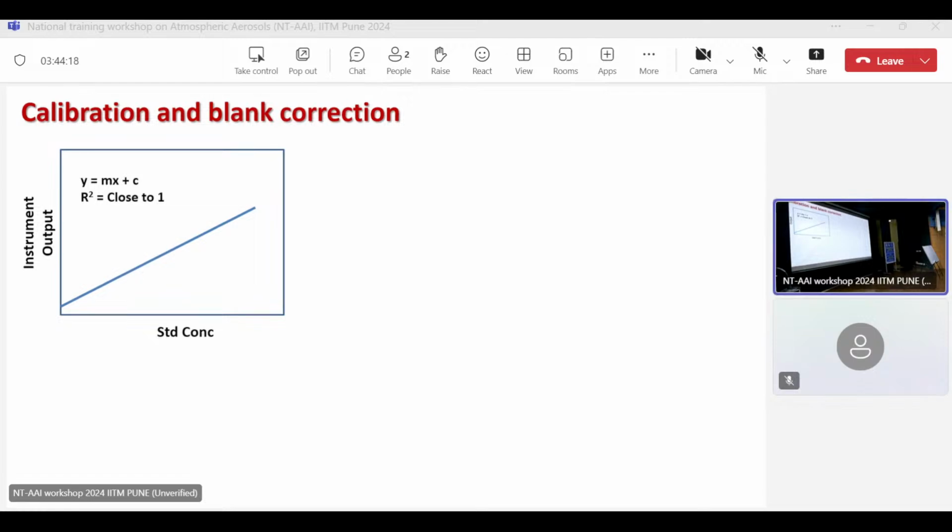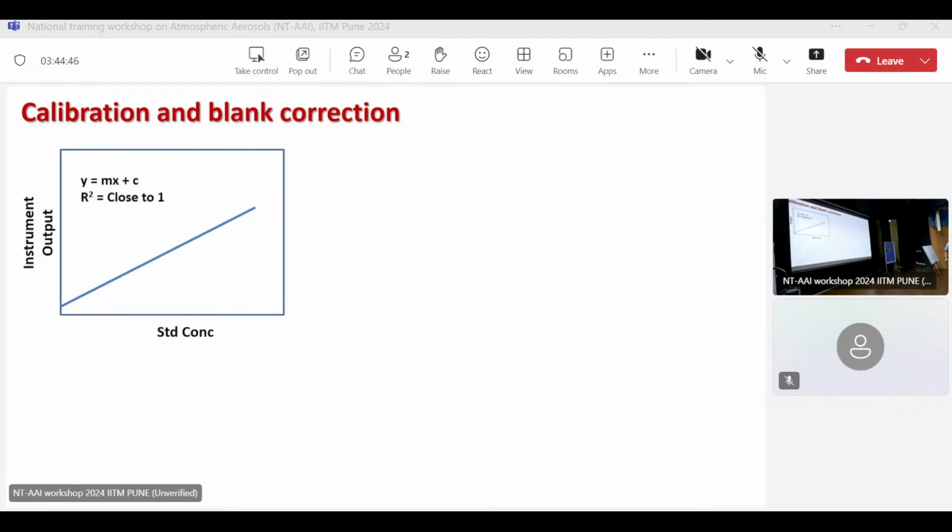What is the meaning of close to 1? Is 0.8 okay? 0.7, 0.8? When I am saying close to 1, I mean try to have at least three nines, 0.999. Then your calibration is good. Sometimes, at very low concentration, when you are running the standard at very low concentration, you can go down to 0.998. But if it is coming below this, then the calibration is not good.